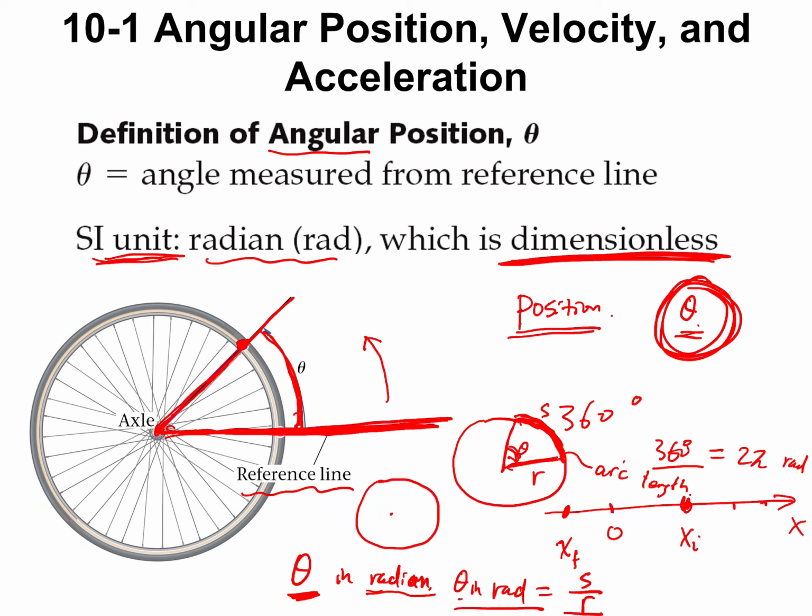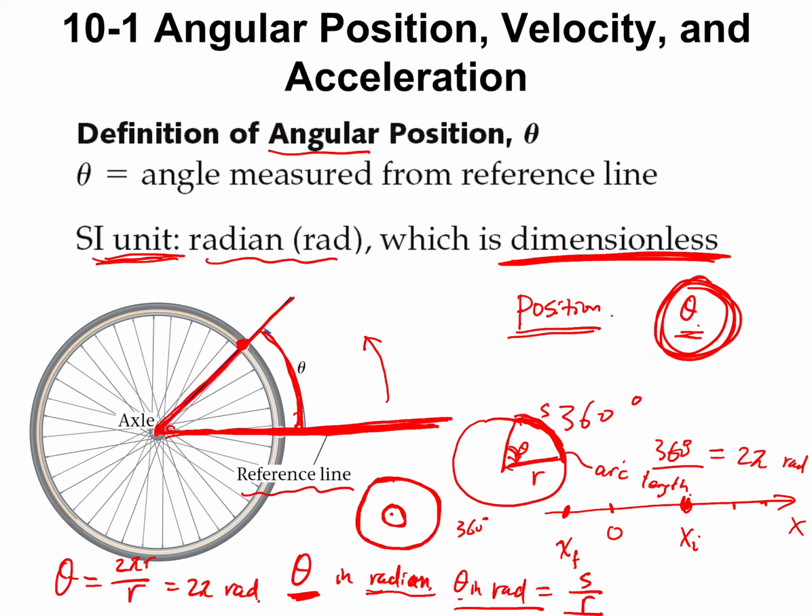All right, so what about the whole circle? For the whole circle, the angle is 360 degrees. What is the angle of a whole circle in radians? The angle in radians equals the arc length over the radius. In this case, the arc length is the whole circle, so this is the circumference of the circle divided by the radius, right? So this is 2 pi radians.